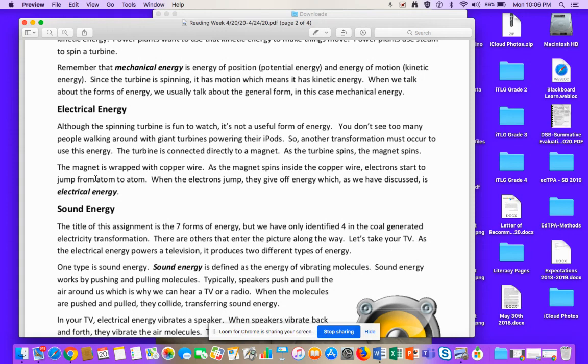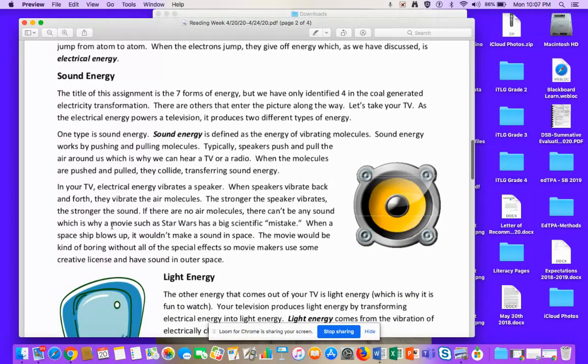When the electrons jump, they give off energy, which, as we have discussed, is electrical energy. So that's where that comes in. Sound energy. The title of this assignment is The 7 Forms of Energy, but we have only identified 4 in the coal-generated electricity transformation. There are others that enter the picture along the way. So again, it's giving you the answers.